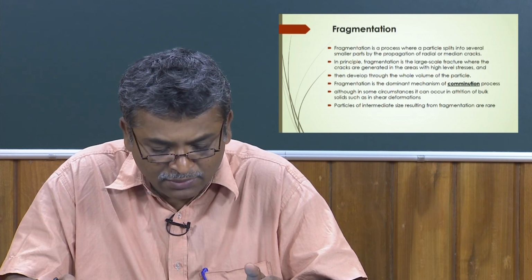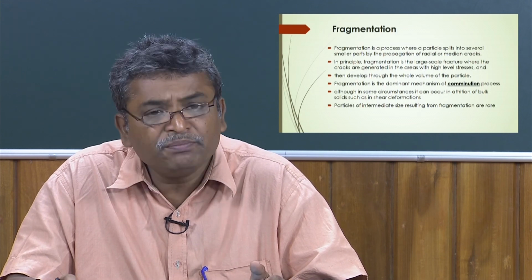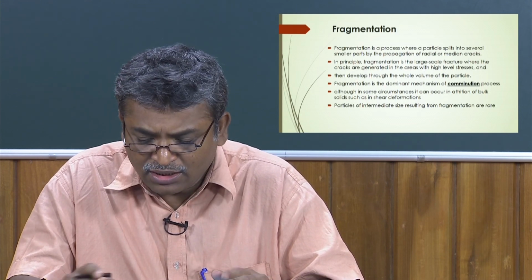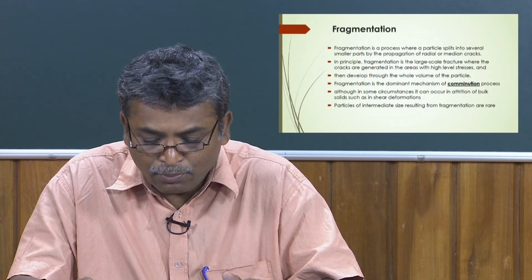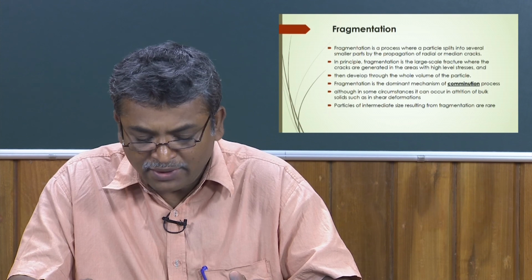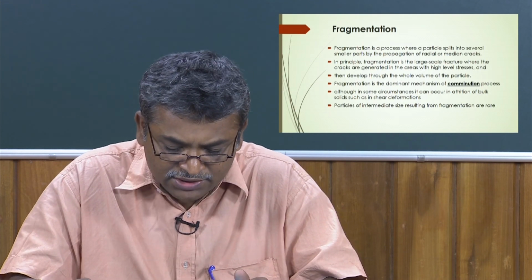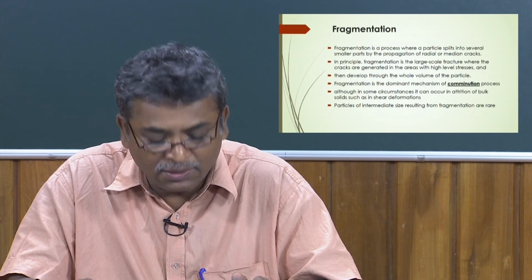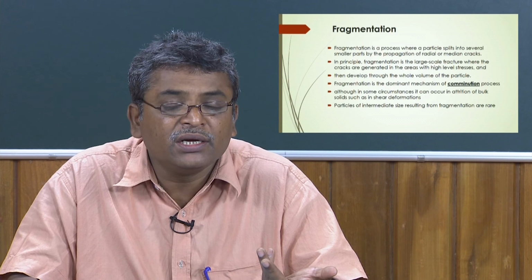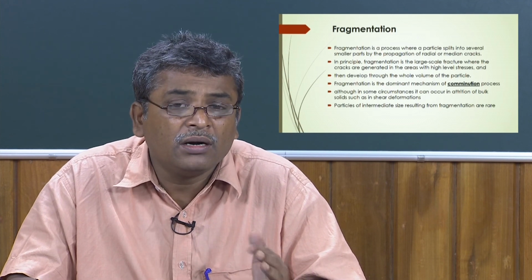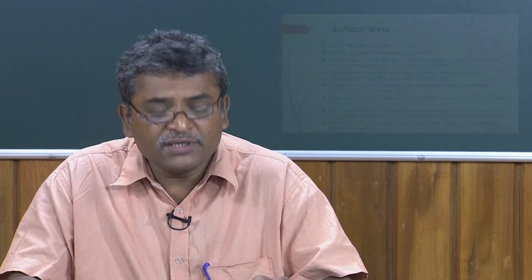That may be rare, but there is a possibility of particles of intermediate size resulting from fragmentation. So, we can say that fragmentation is the splitting of a particle into several smaller parts by the propagation of radial or median cracks, developed through the whole volume of the particle, and this may be the dominant mechanism compared to abrasion. And what is surface wear?